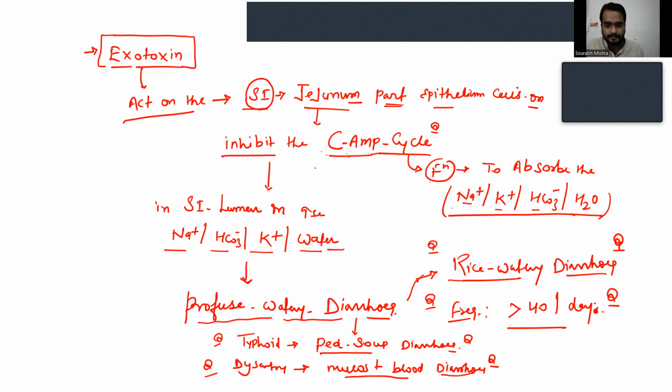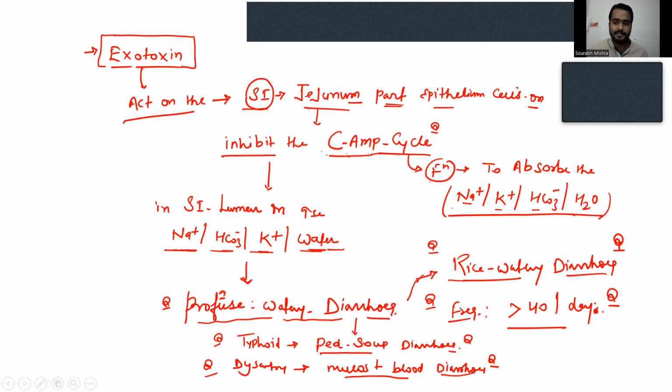And after that, it acts on the small intestine lumen. So it inhibits the cAMP cycle. So in the small intestine lumen, your sodium, bicarbonate, potassium, and water volume is increased. So it results in profuse water being there, which leads to profuse watery diarrhea.